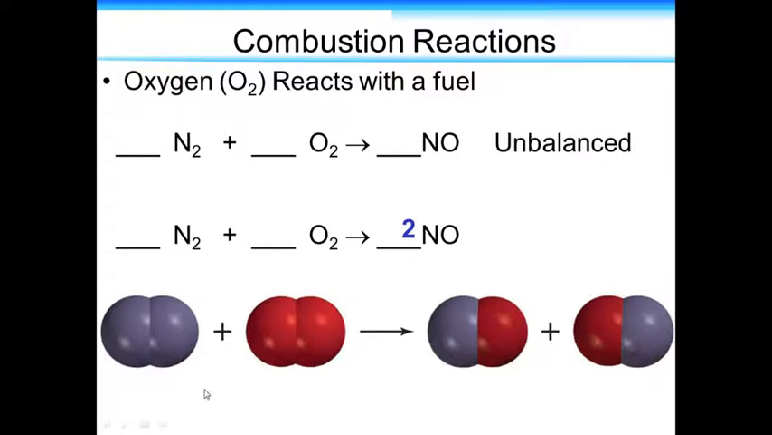We start with 2 blue spheres here, we end up with 2 in our products, 2 red spheres here, 2 in our products. This first chemical equation would violate the law of conservation of matter. Atoms would have somehow disappeared, which we do not observe in the universe.